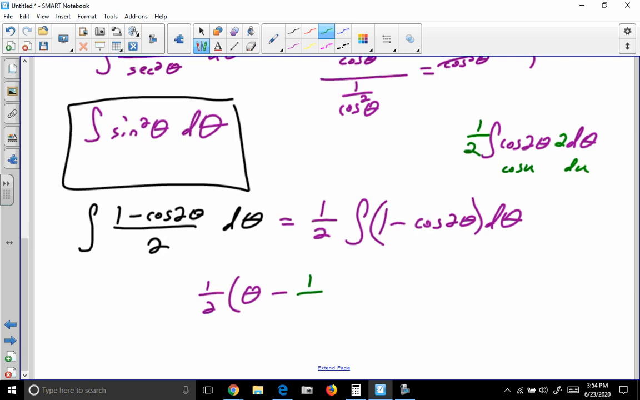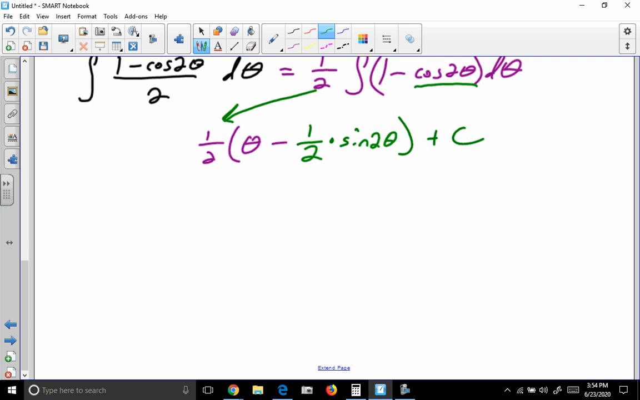So we're going to have a 1/2 times the integral of cosine is sine. So this 1/2 is here. When we integrate 1, we picked up a constant. When we integrate cosine 2 theta, we got 1/2 sine 2 theta.